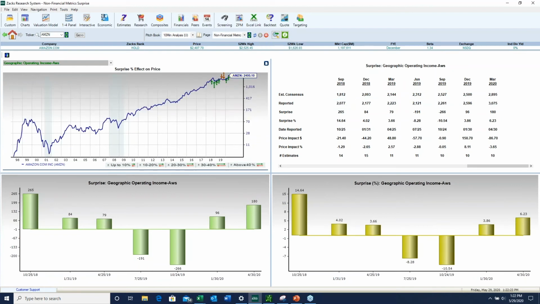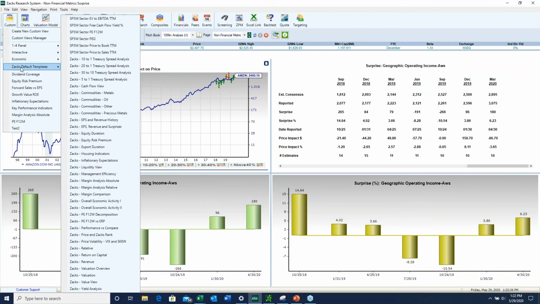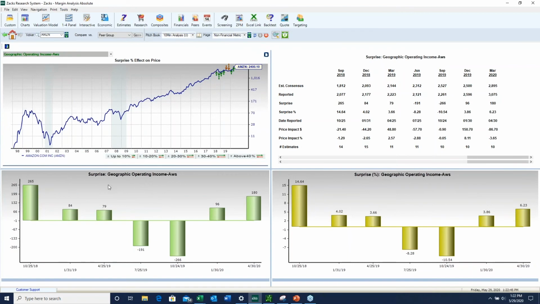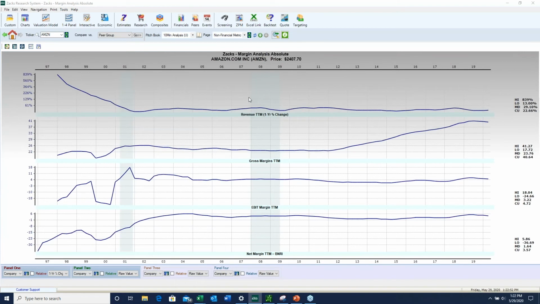And then another thing that I like to look at again is we saw in the discussion that AWS is high margin and retail is not. So let's just see that. If we wanted to see that in visual form, we have a chart here. It's under the custom tab under Zacks default templates. And you'll see that there's a chart here called margin analysis absolute. And this is just one of my favorite charts to understand what's going on and what's driving the bottom line. And you can see how that has changed over time.